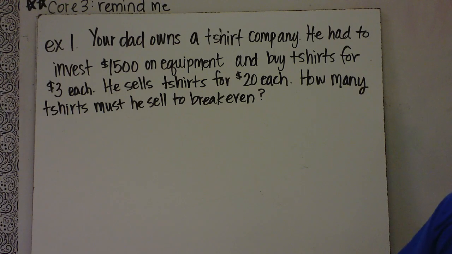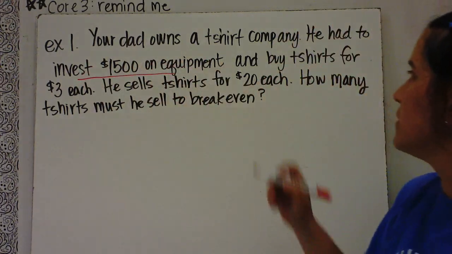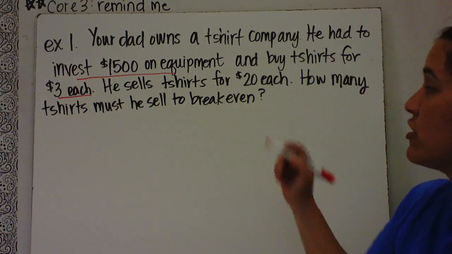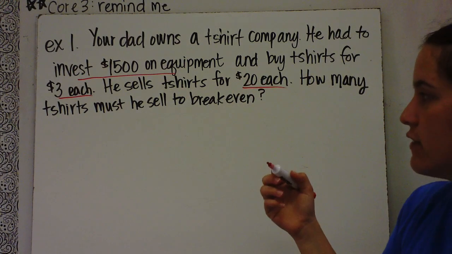Your dad owns a t-shirt company. He had to invest $1,500 on equipment and buy t-shirts for $3 each. He sells t-shirts for $20 each. How many t-shirts must he sell to break even?